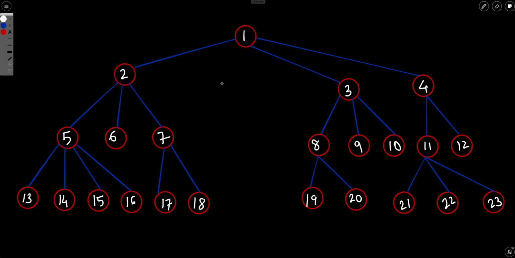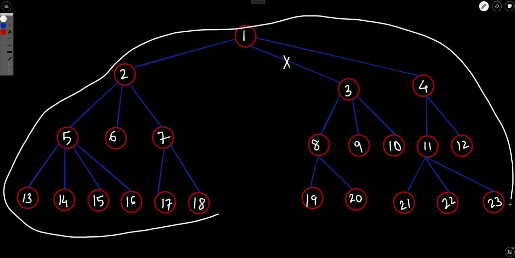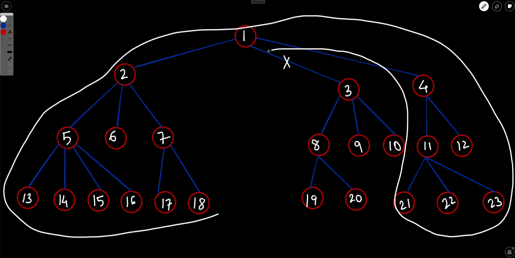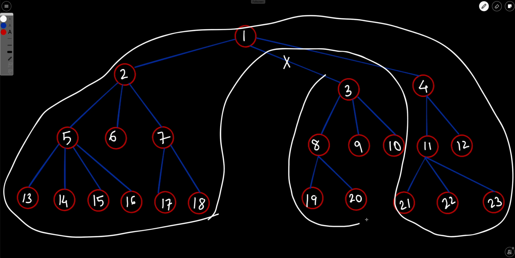First of all, let's discuss how to get a component. In a tree, if you remove any edge, let's say we remove this edge, you will get two components. One component will contain this entire piece, and the second component will contain this entire piece. There is no cycle in this tree, so every edge is actually a bridge. So if you remove it, you will get two connected components.